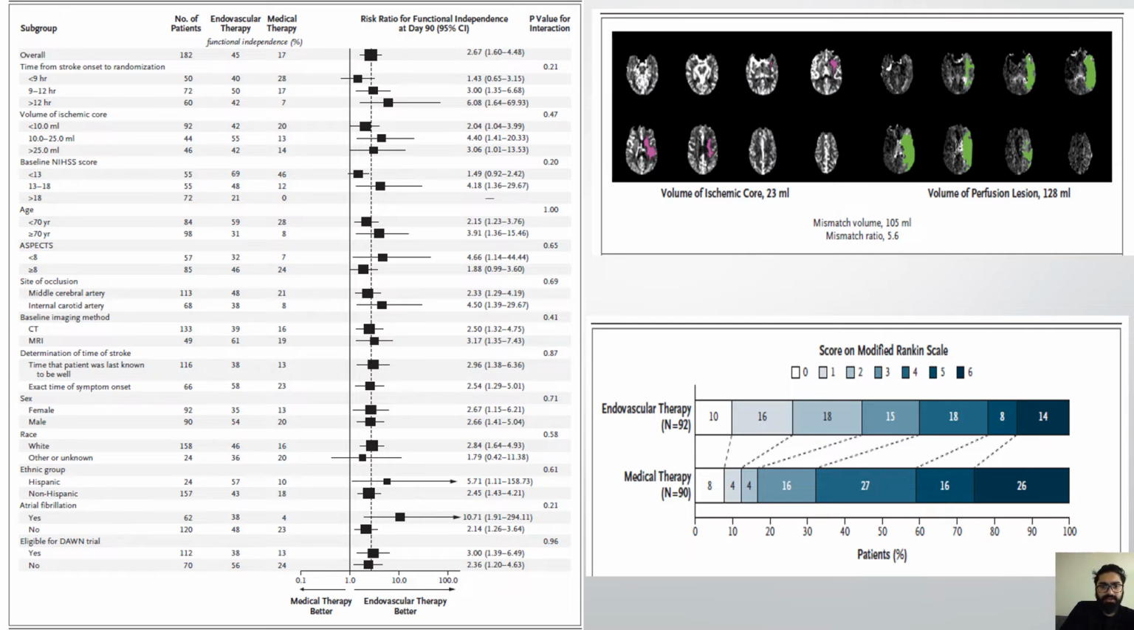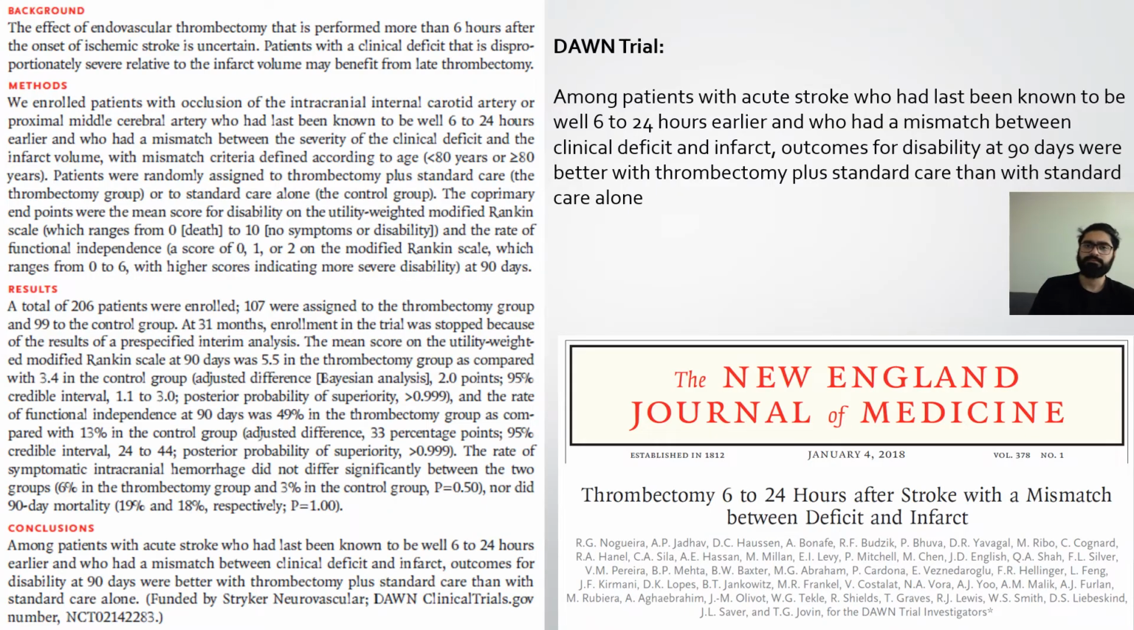Atrial fibrillation: slightly, people who had atrial fibrillation detected had a higher favorable outcome in the endovascular therapy group as opposed to those who did not. But still, both of these groups were highly getting favorable outcomes. The patients who were eligible or not eligible for the DAWN trial both favored the endovascular therapy.